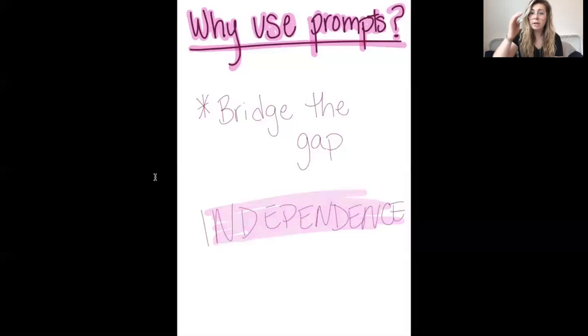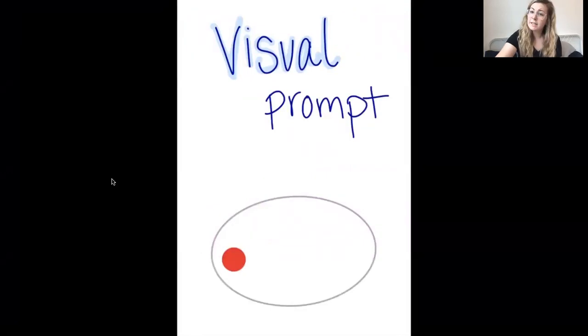All right. Next, I'm going to give you some examples of the main types of prompts. First one is a visual prompt. A visual prompt, like it sounds, is something that's added for the learner to see in order to help them perform the skill. An example of this might be adding a colored dot, which you see here on the screen, for where a child is supposed to be seated on a mat for circle time. This helps them remember where to go each time, and the colored dot is a visual prompt.